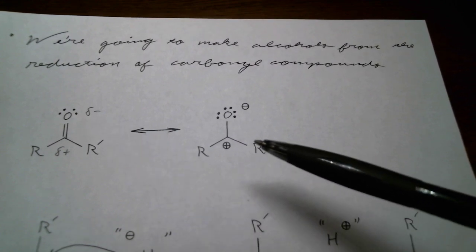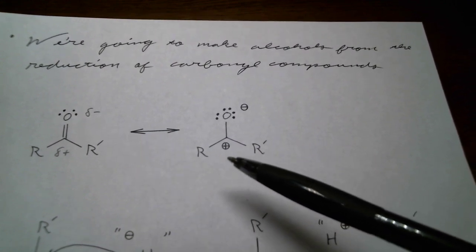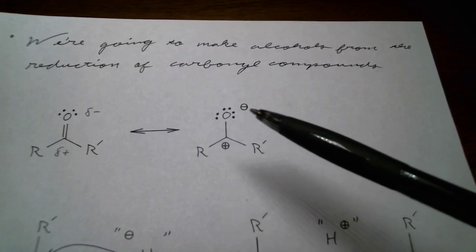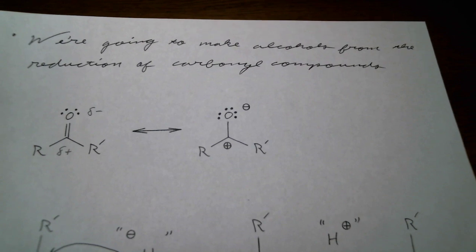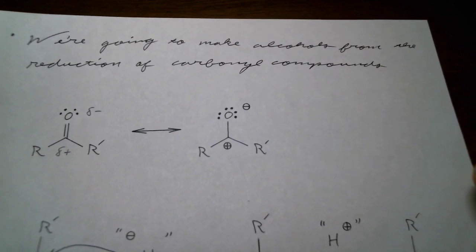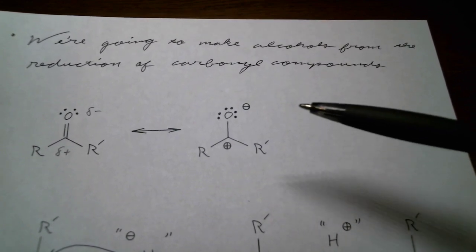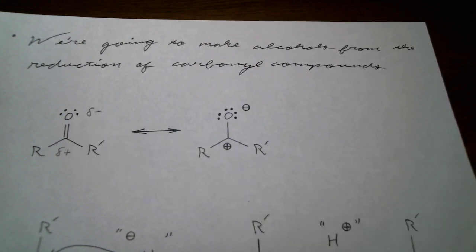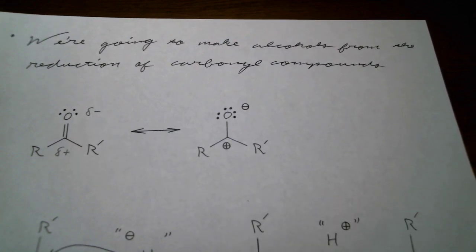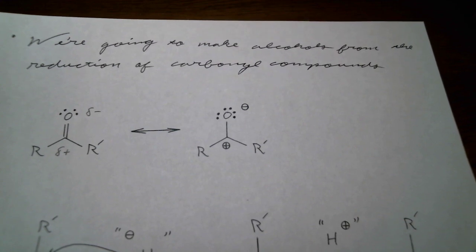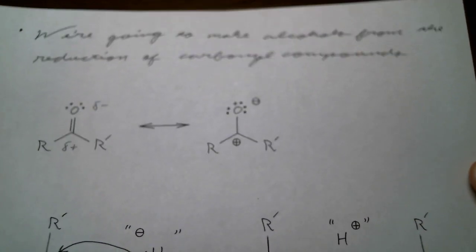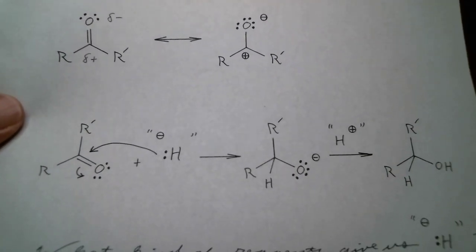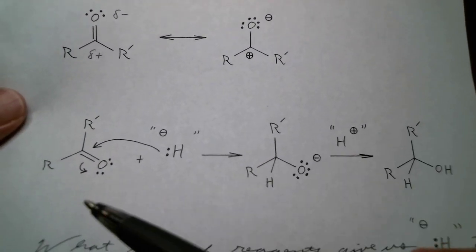You could also draw a minor resonance form where there is a formal positive charge associated with that carbon and a formal negative charge associated with the oxygen. It would be unusual to draw a resonance form where you put that double bond onto the carbon and put a formal positive on oxygen and a formal negative on the carbon, because that kind of goes against our ideas of electronegativity. So how would we in principle reduce a carbonyl group?